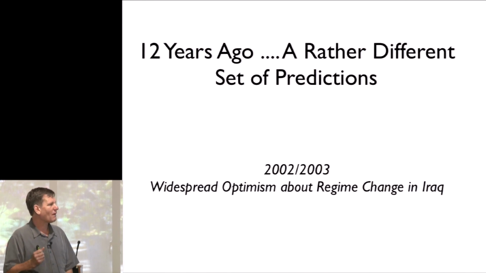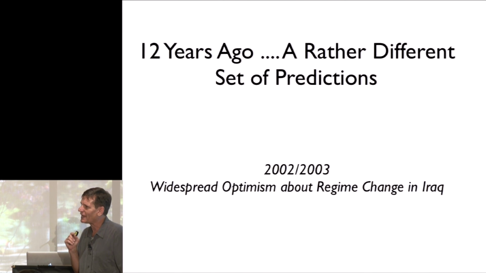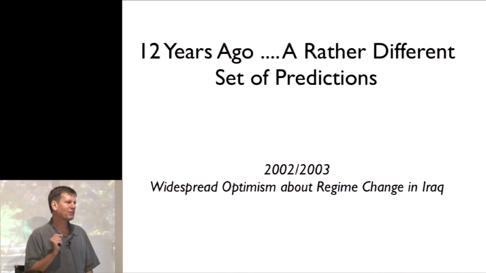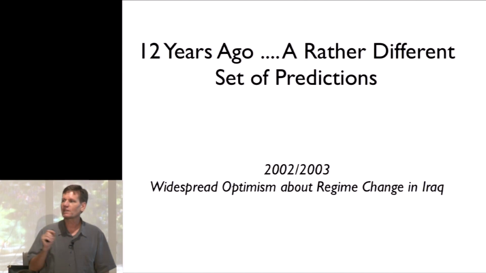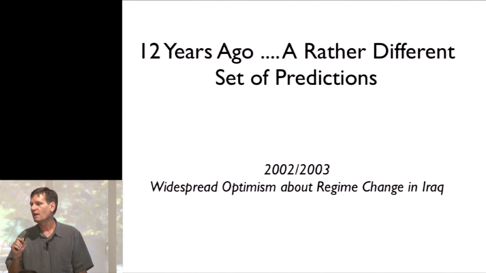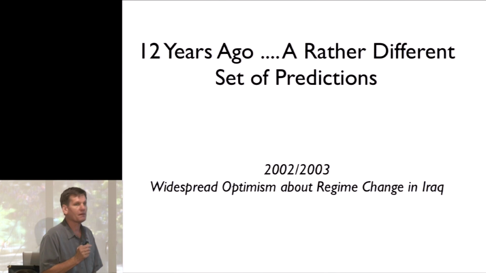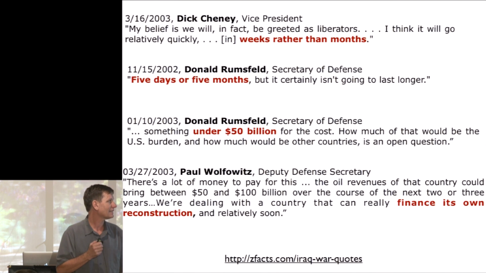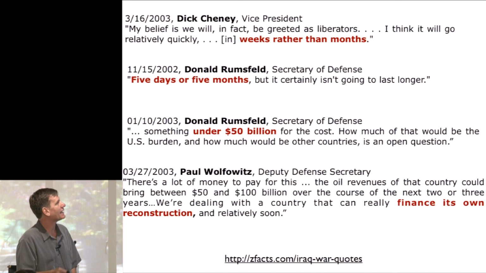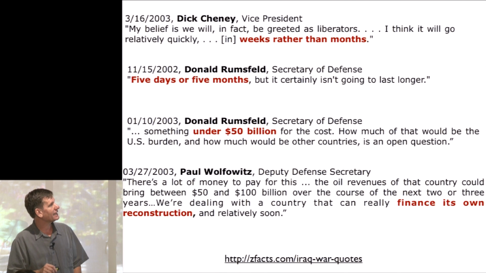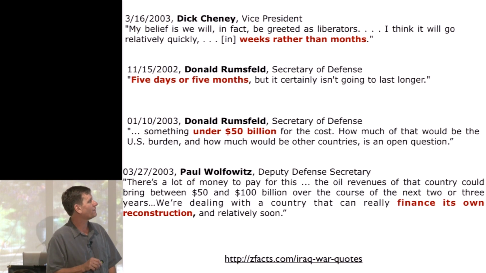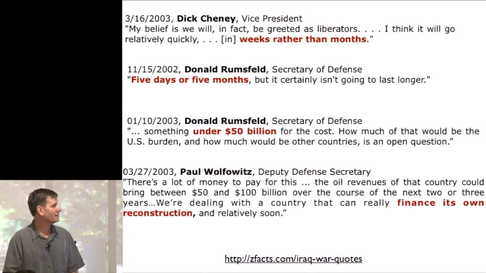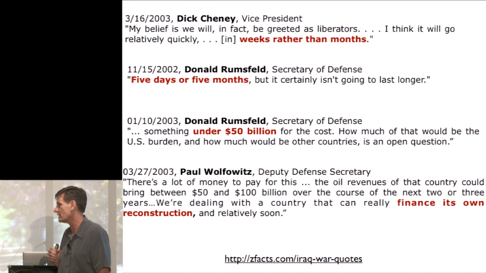And why did it happen? Well, one thing to look at is the fact that before it happened, those who were planning the invasion of Iraq foresaw something entirely different. They thought it was going to be an easy military victory, and in a sense, the initial military victory was fairly easy, but it wasn't that easy afterwards. But if you look at what was being prognosticated, it's going to take weeks rather than months, 5 days or 5 months, under $50 billion, finance its own reconstruction.